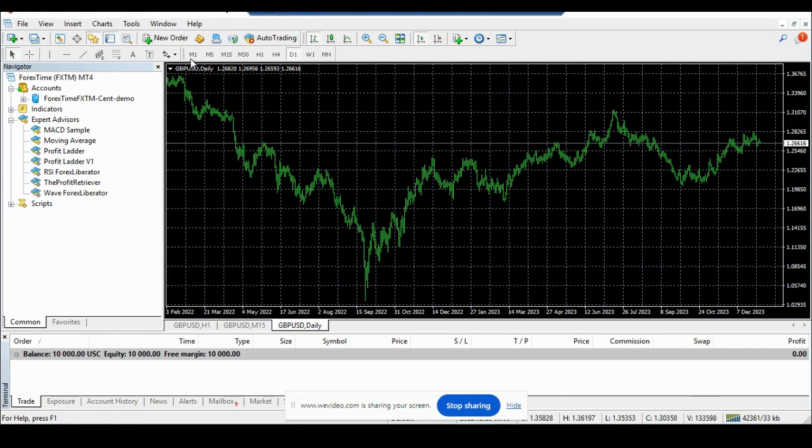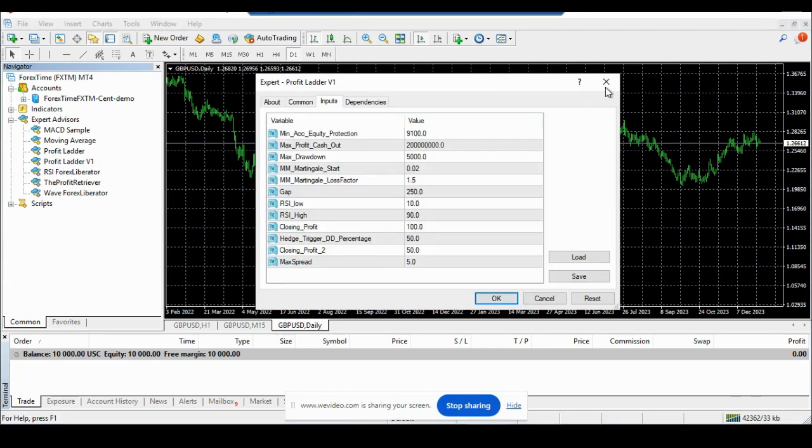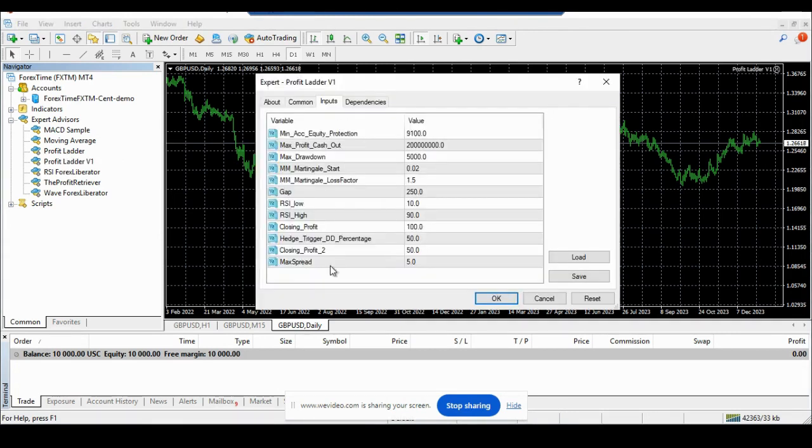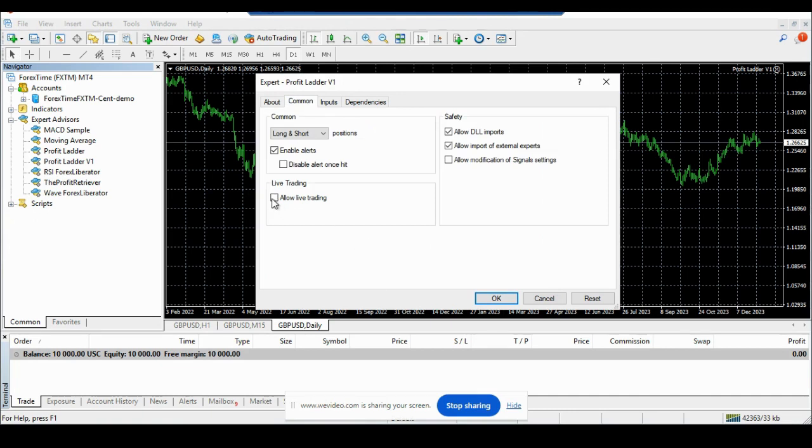Once you've selected daily, I want you to add the robot by either double clicking on the robot, that's me double clicking with the left button on the mouse, or you can click the left button and drag it onto the chart. You've now got your EA loaded. You go to the common tab, make sure that allow live trading is selected, DLL imports, external exports, and say okay.